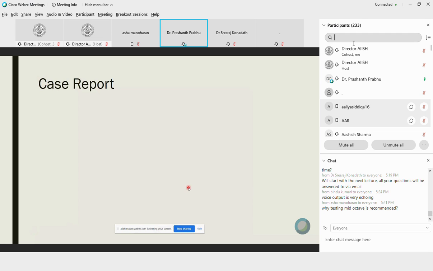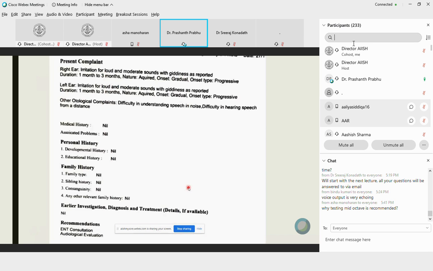So I have a case report of a hyperacusis patient who was diagnosed at AIISH, Mysore. This is a patient who had come with a complaint of irritation to loud sound, moderate sound, and he also had giddiness reported in both ears since 1 to 3 months. Okay, and here, because of the COVID situation, we are not taking an in-depth review and all that. We have asked him for a follow-up.